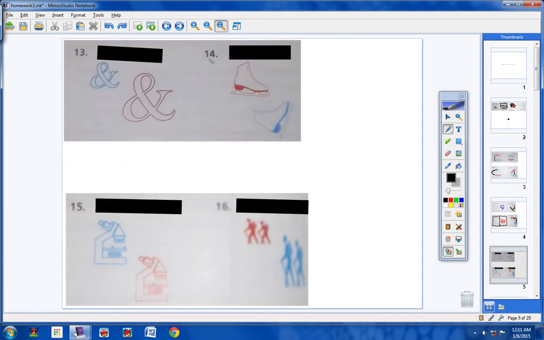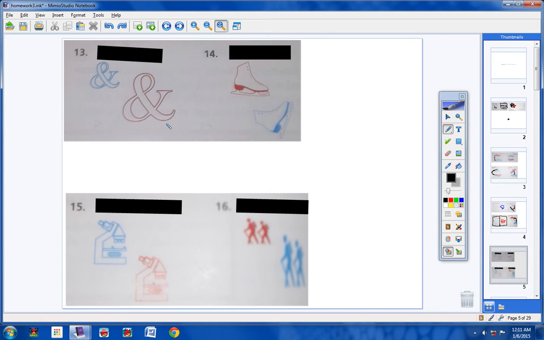Moving on to 13 through 16. The directions say to decide whether the transformation is an isometry. If it is an isometry, name the transformation. Now students, please listen to me, okay? An isometry means you have a rigid transformation, okay? A rigid transformation.